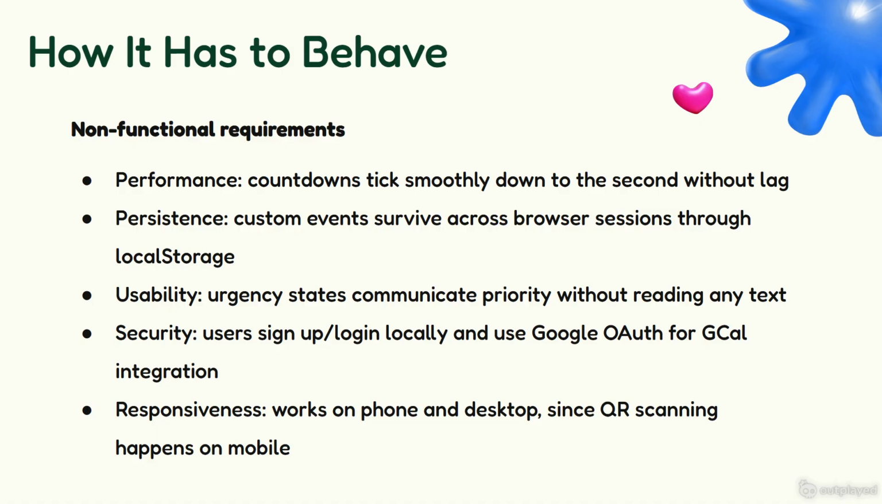For usability, the color for the events changes based on how urgent it is. The urgency states visually communicate priority without users needing to read any text to understand. For security, users can sign up and log into accounts locally, and use Google Open Authorization to integrate their Google calendars. And for responsiveness, the app works on both desktop and mobile, where QR code scanning is done on a phone during events.